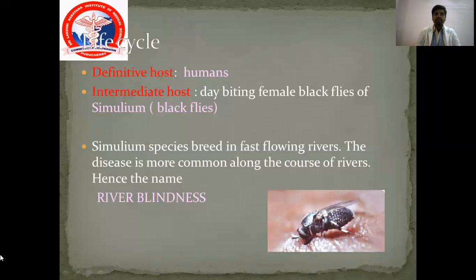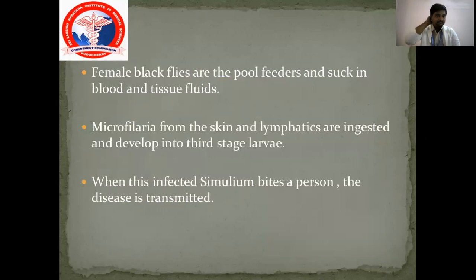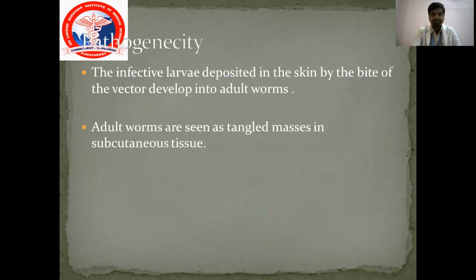The definite host is the human; the intermediate host is the day-biting female black fly of the Simulium family. You can see the black fly picture. It is also like a housefly, but looks much darker. Similar species breed in fast-flowing rivers. The disease is most common along the courses of rivers, hence the name river blindness. Female black flies are pool feeders and suck blood and tissue fluids. Microfilaria from the skin and lymphatics are ingested and developed into third stage larva. When this infected Simulium bites a person, the disease is transmitted.